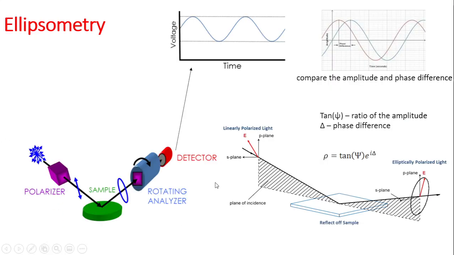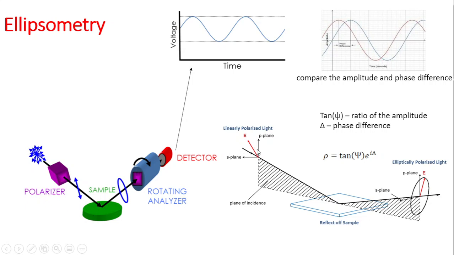In ellipsometry, you have light and a polarizer, and the polarizer converts this light into linearly polarized light. Once this linearly polarized light reflects off your sample, it is collected by a detector, which converts it into a wave, voltage as a function of time. Then it compares your incident polarized light to your reflected light, and usually the linearly polarized light gets converted into elliptically polarized light after reflecting from your sample.